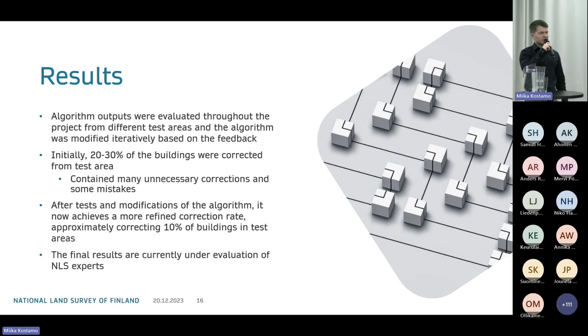Based on that, we added the restrictions for the small changes and the area overlaps and such for the algorithm to give better results and focus mainly on the cases where there were some actual changes. After the tests and modifications, it now achieves a more refined correction rate, and it gives around 10% of the buildings in the test areas now. The final results are currently under evaluation by the analyst experts, and the feedback has been pretty positive so far.